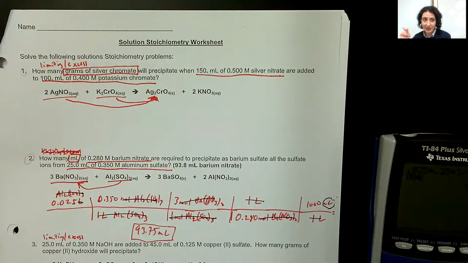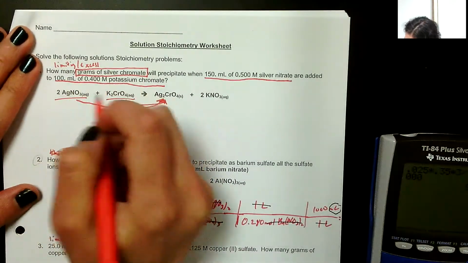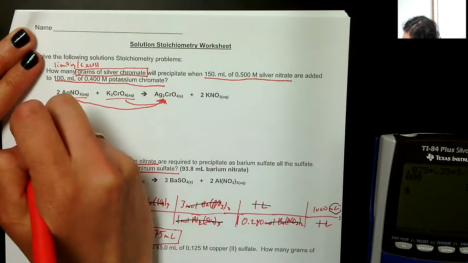We're going to need 2 skeletons, one for the silver nitrate and one for the potassium chromate. So let's see how we can squeeze that all in here. I think we'll manage. So let's do the silver nitrate first.